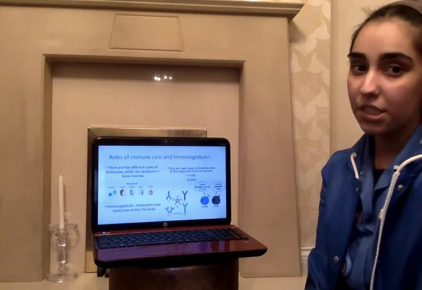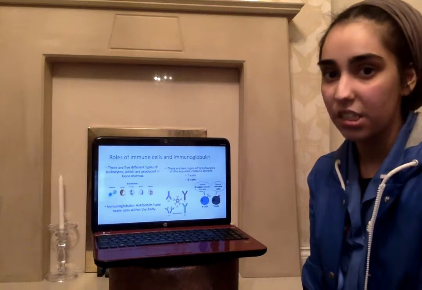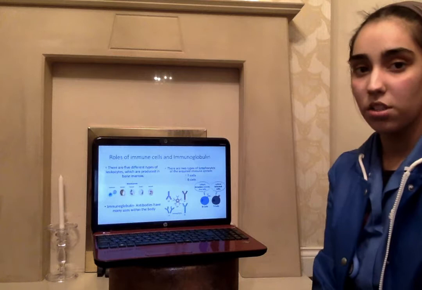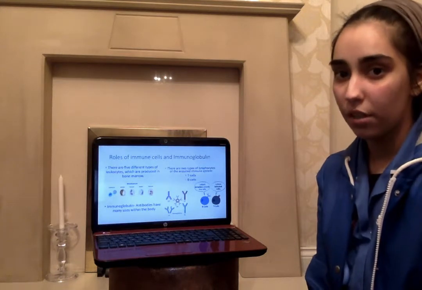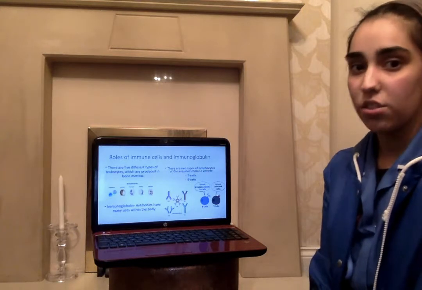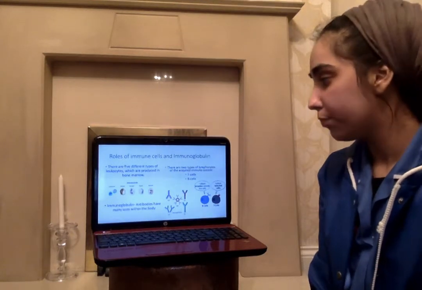Then we have the helper T cells, which are the most common type of T cells. They act through the release of lymphokines that help control other parts of the immune system by motivating other types of T cells to grow and attack. They also help B cells to grow and mature into their active form.